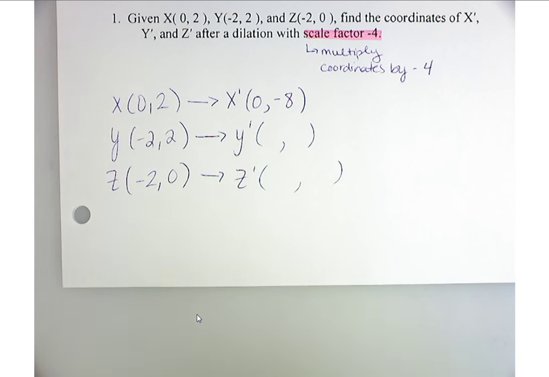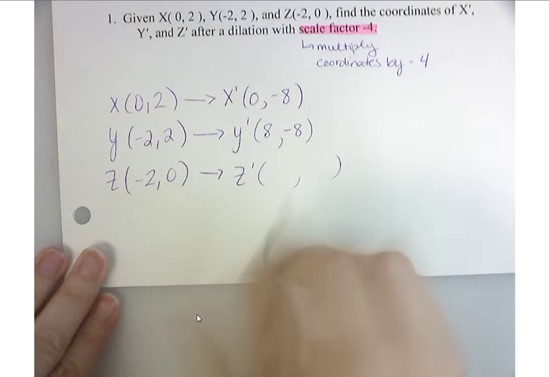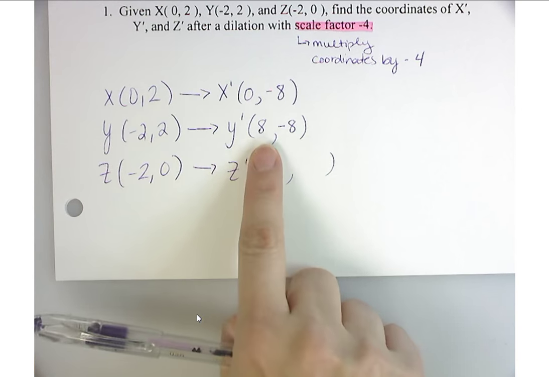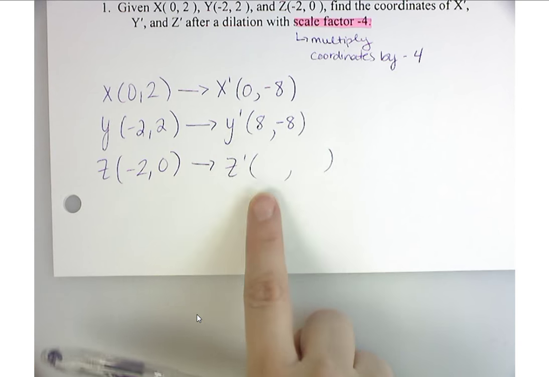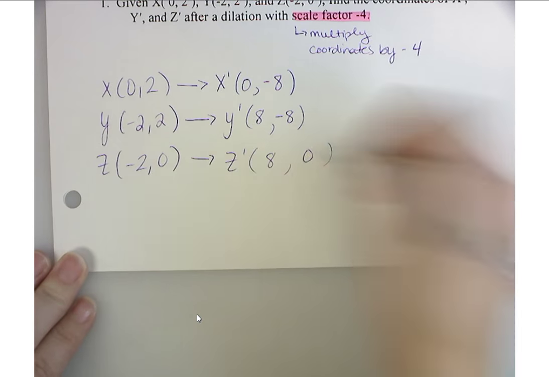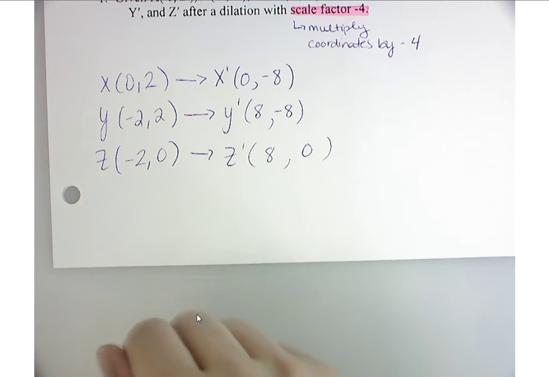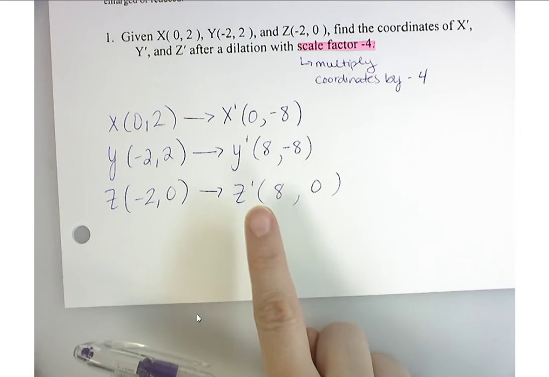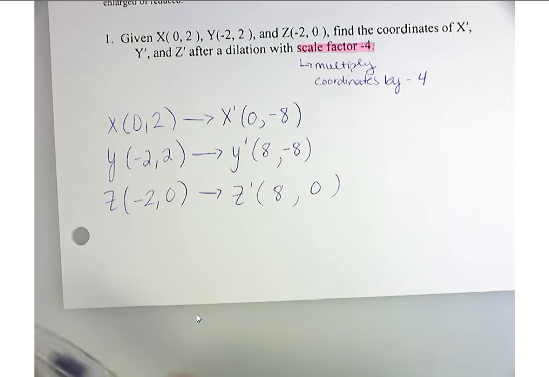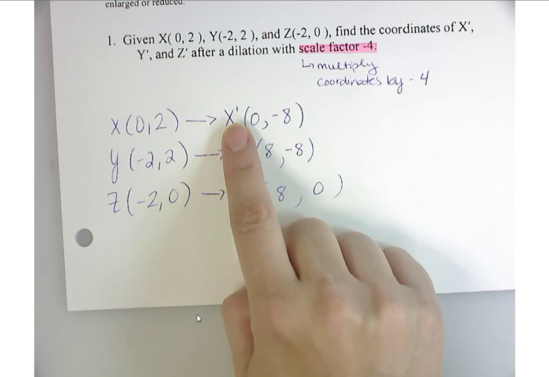Okay, so Baron, what'd you get for y prime? 8 and -8. Good. Right, so -2 times -4 is a +8. 2 times -4 is -8. Good. And then Xavier, what about for z prime? 8 and 0. Good. So -2 times -4 is 8. 0 times anything is still going to be 0. So this would be your new coordinates: x prime, y prime, z prime. So what does that apostrophe mean? How is it pronounced? Prime. Good. All right, let's flip it over to the next page.